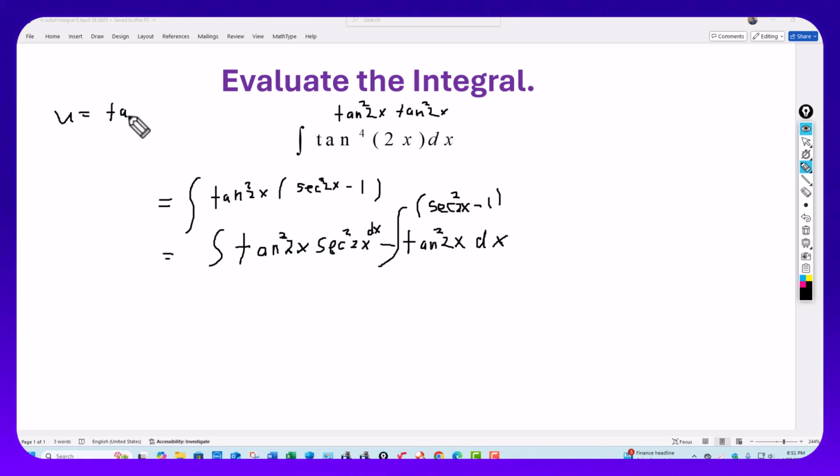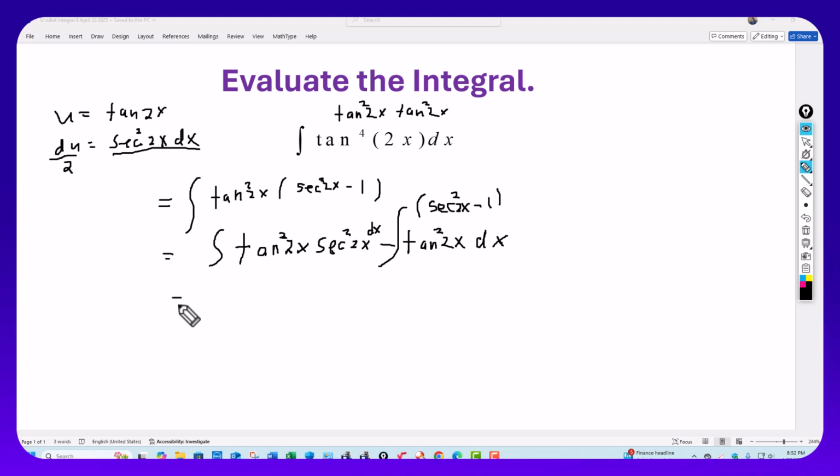So for the first integral, I'm going to let u equal tangent of 2x. So du would equal the derivative of tangent, which is secant squared of 2x, and then using the chain rule, multiply by the derivative of 2x, which is 2. You put the 2 right here, but I'm going to divide by 2, so this will come over here.